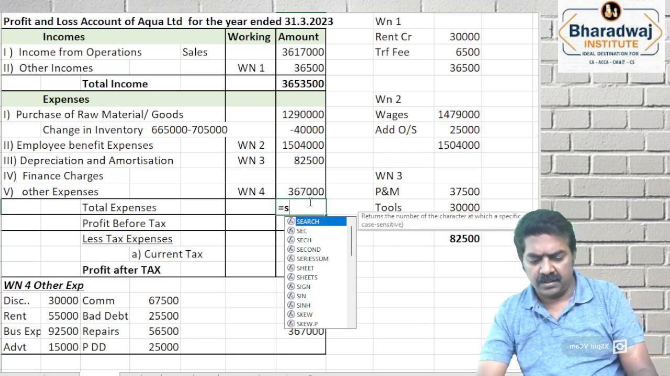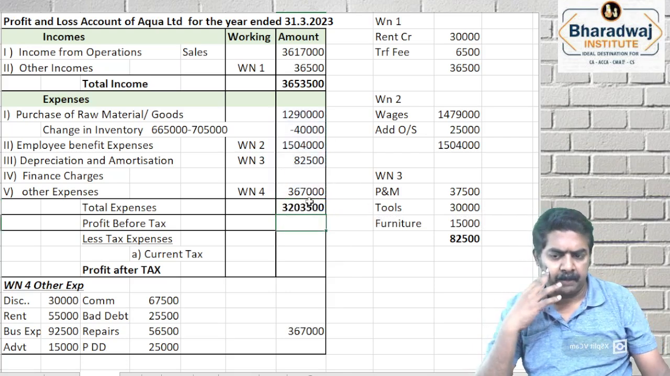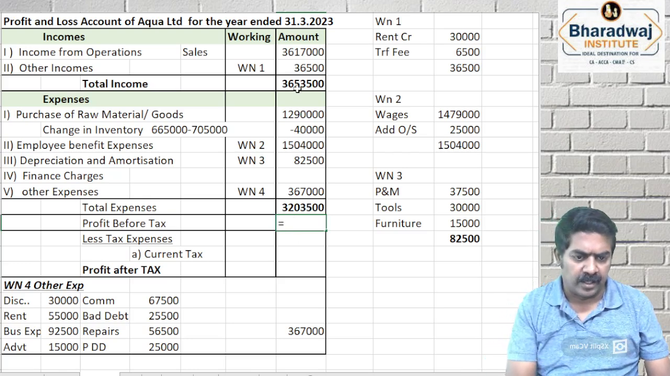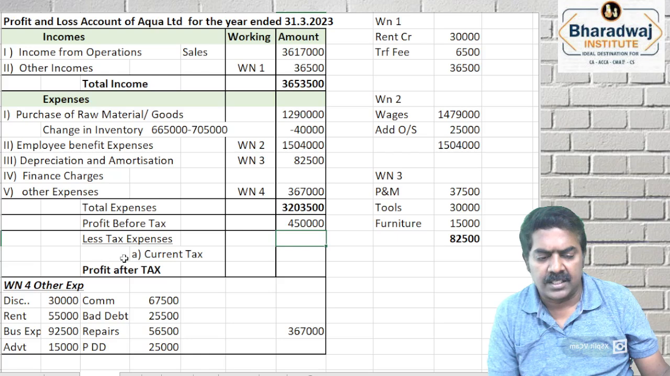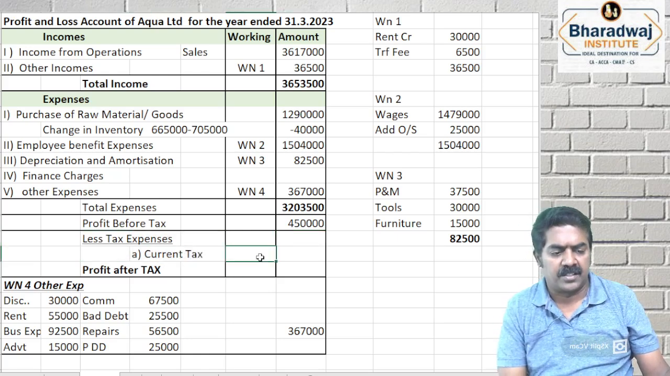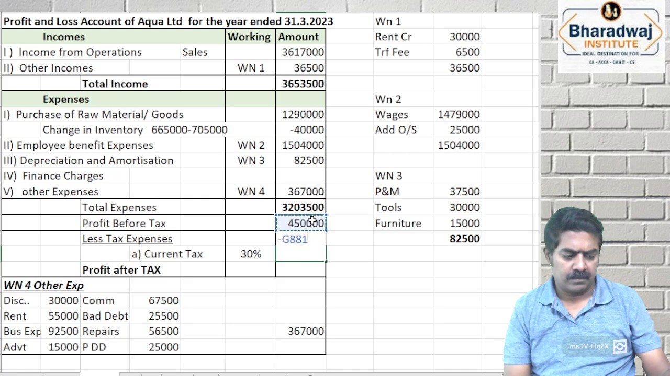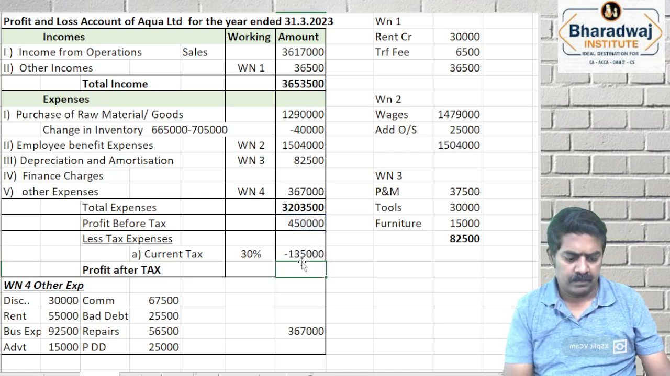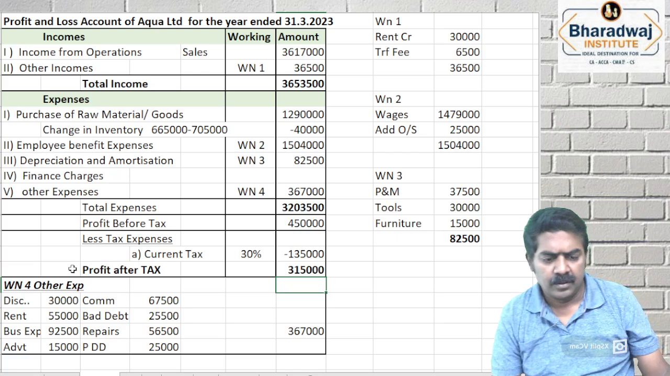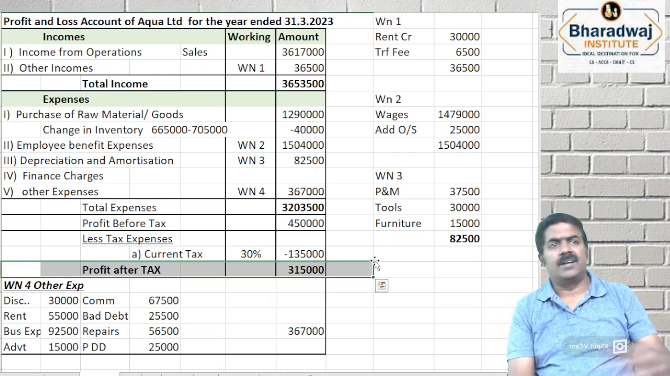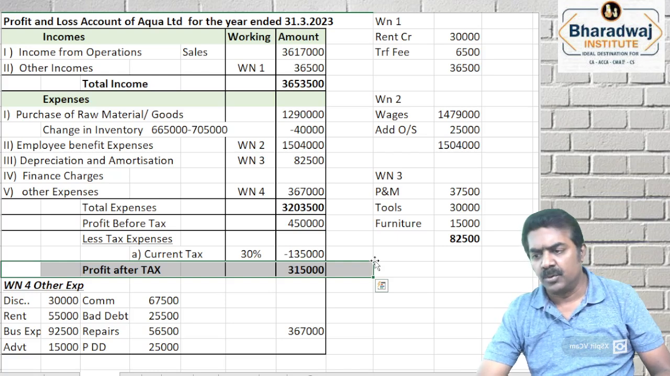No finance charges, right? Check if there is any interest on loan, etc. So profit before tax is total of income minus expenses. Tax expenses, like current tax, provision for tax at the rate of how much percentage is given? 30%. You can stop your working with profit after tax. They have not done EPS as part of the main answer in your material also, so no need to do EPS.